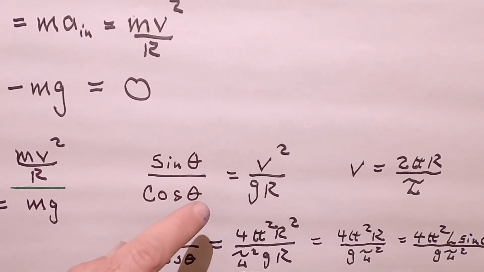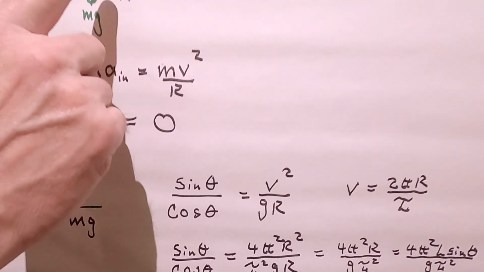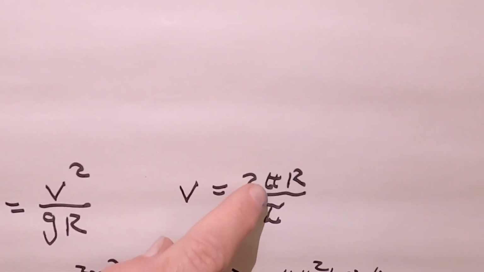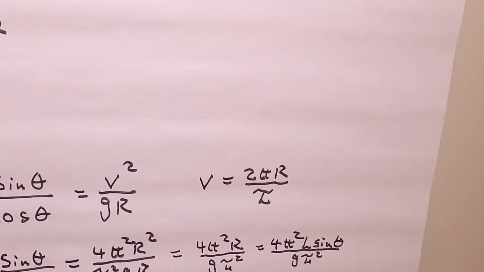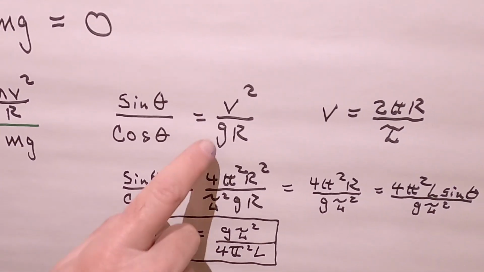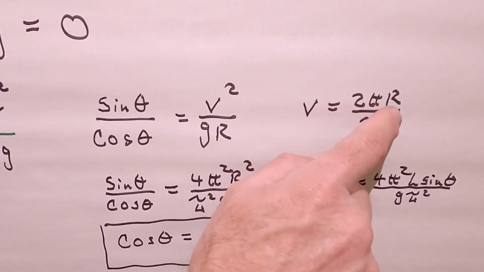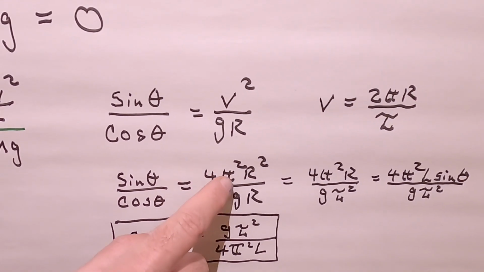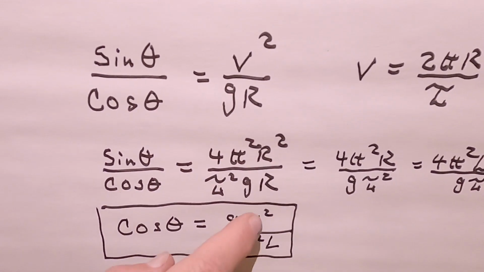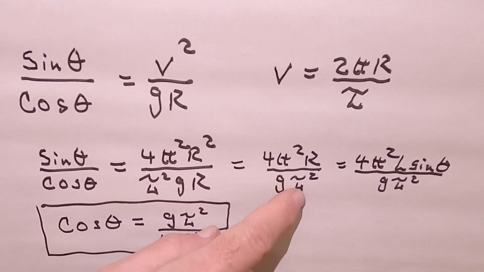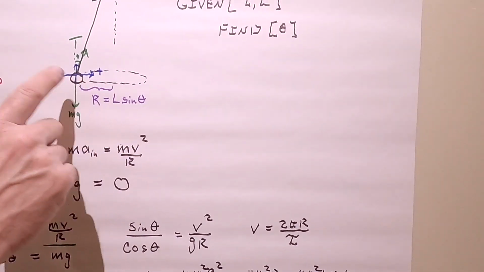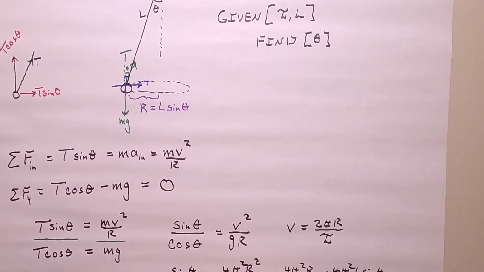Now, since this is moving at a constant speed, we can use our equation for the average speed. And v was 2 pi, the distance around, divided by the time. So I'm going to take that and put it into there. But remember, I have to square it. So this v squared becomes 4 pi squared r squared over T squared. I still have the gr. Okay, I can cancel out some r's right here. And then I can remember what r was. Remember, r is L sine theta. We'll put in L sine theta for that r.